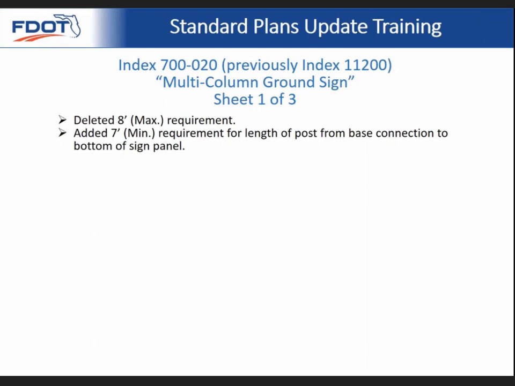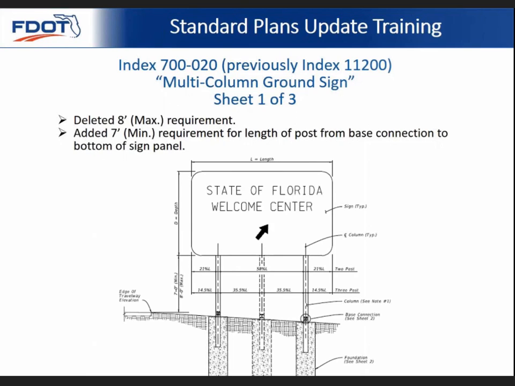700-020, multi-column ground sign. We deleted the 8-foot requirement off of the detail on sheet 1 of 3. And this is because there is now an additional 7-foot requirement for the length of the post from the base connection to the bottom of the sign panel.